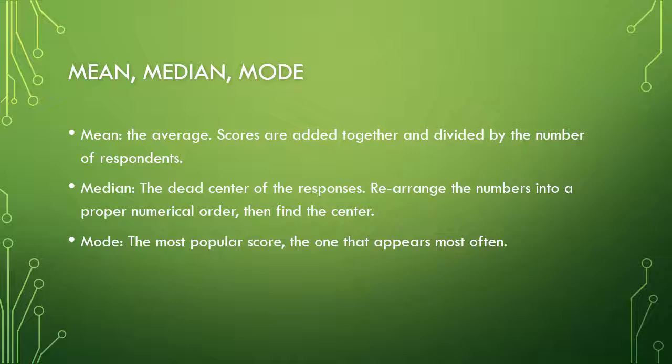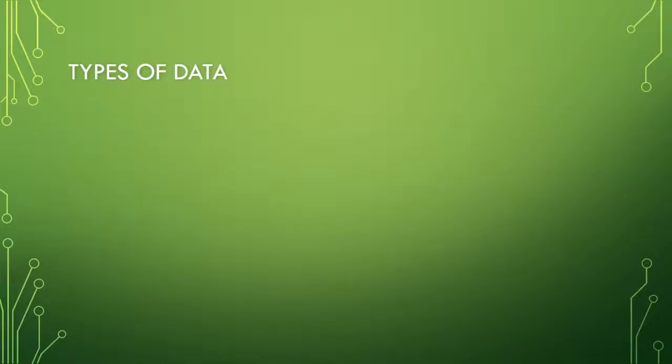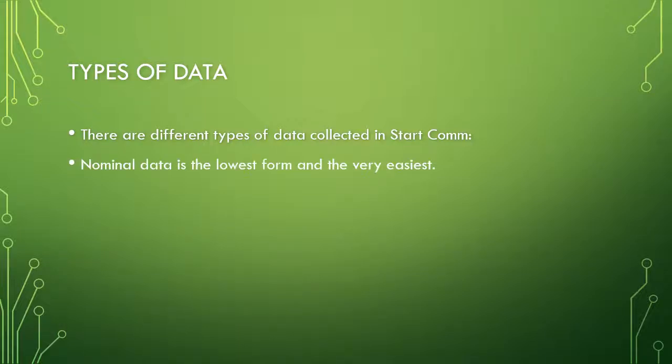So let's go beyond mean, median, and mode. Let's talk about the types of data. There are several types of data. Different types that we use in collecting information for StratCom. The first one is the easiest, nominal data. It is the lowest form, the absolutely easiest form of data that we collect. Nominal data just means simple counting. You had 50 people at an event. Your nominal data is 50 people attended.